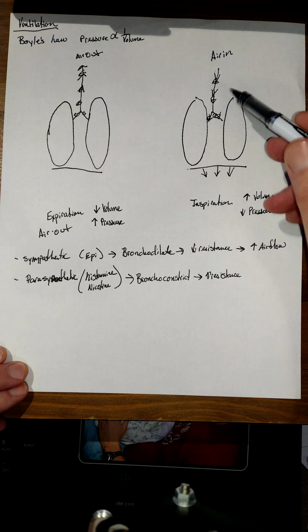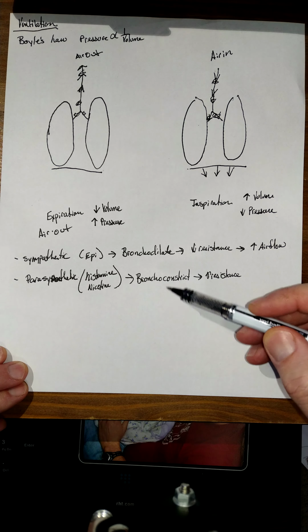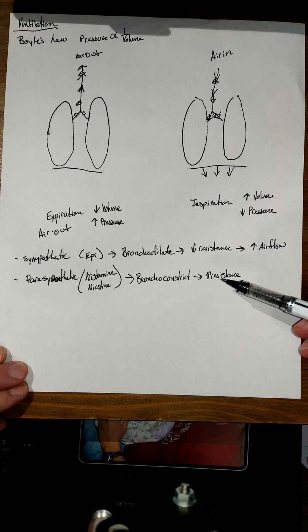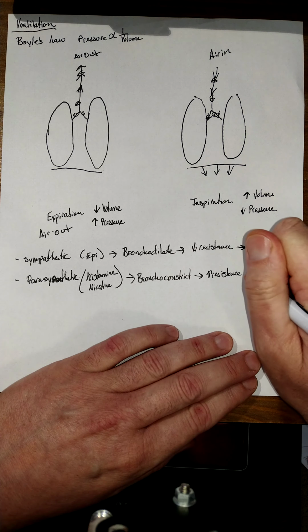So bronchoconstrict, the smooth muscle around the trachea and the bronchioles is going to squeeze the tube, increase the resistance, and make airflow into the lungs decrease. This is all due to Boyle's law once again. Remember, Boyle's law is that pressure is inversely proportional to volume. So any change in pressure is a change in volume. It's just really important to know that.